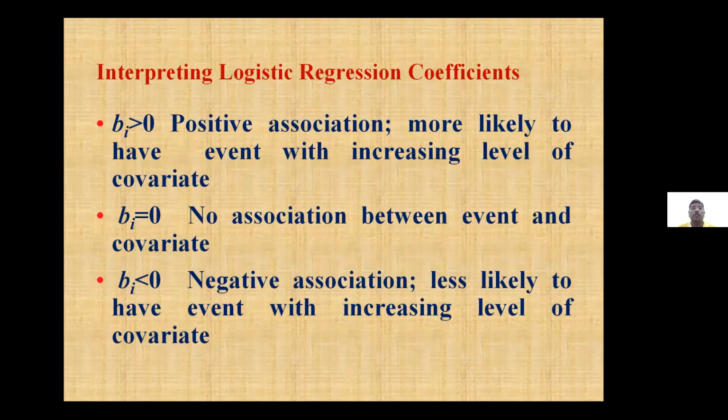Interpretation of logistic regression coefficients. If beta 1, beta 2, beta 3 is greater than 0, there is a positive association: more likely to have the event with increasing level of the covariate. If the covariate is increasing, you are more likely to have the occurrence of the dependent variable. If beta is equal to 0, there is no association between events and covariates. If beta is less than 0, there is a negative association: less likely to have the event with increasing level of covariates.